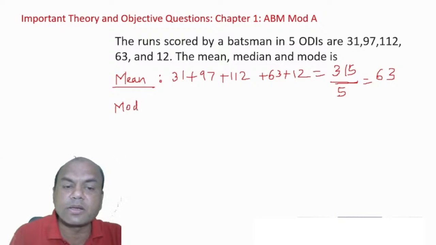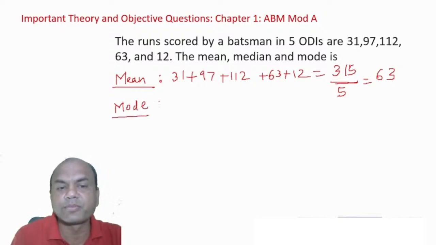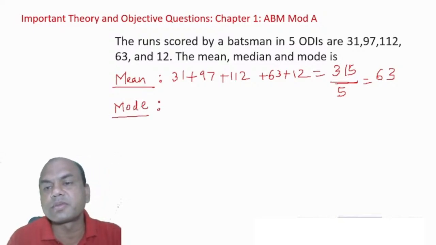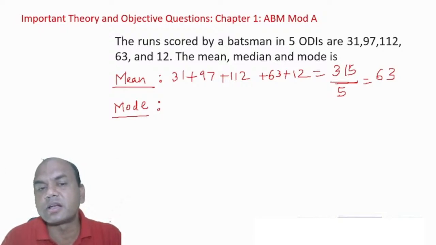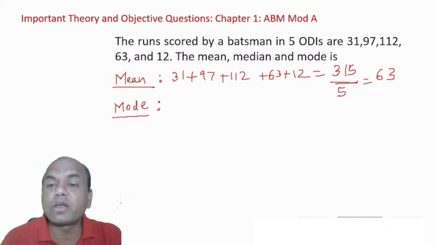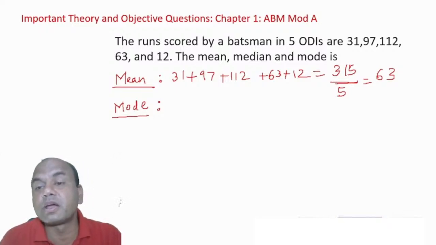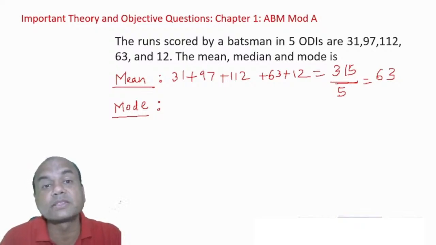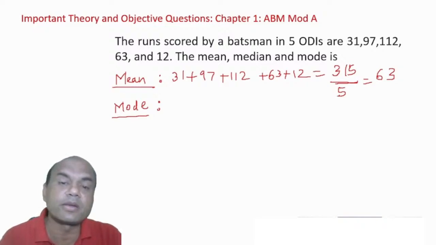Now mode. Mode means what? Which is coming the maximum number of times. Who is coming the maximum number of times? 31, 97, 112, 63 and 12. None of them is repeated. If any had been repeated, let's say 31 twice, then that would have been the mode, because it comes the maximum number of times. But here none of them is repeated.